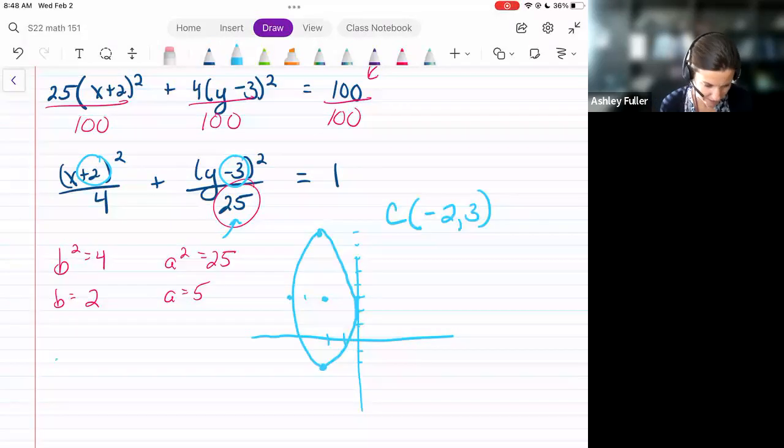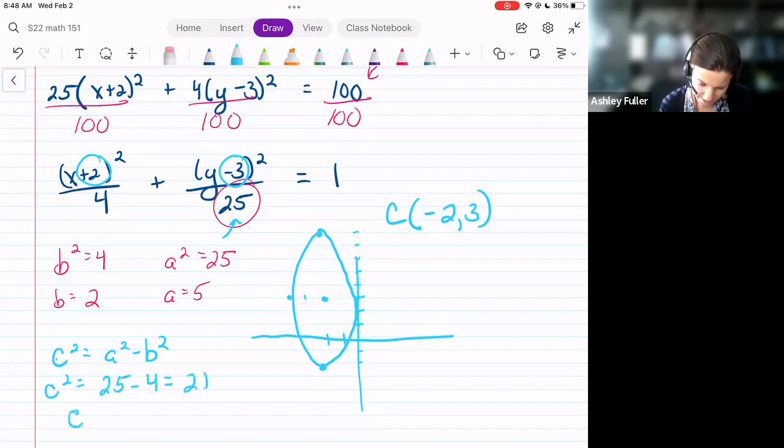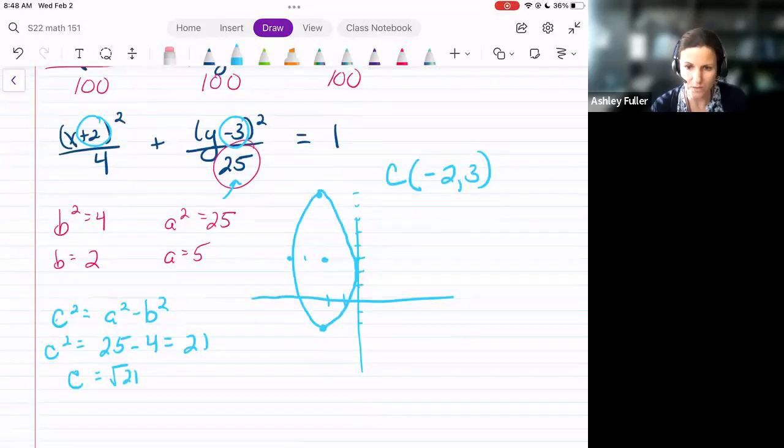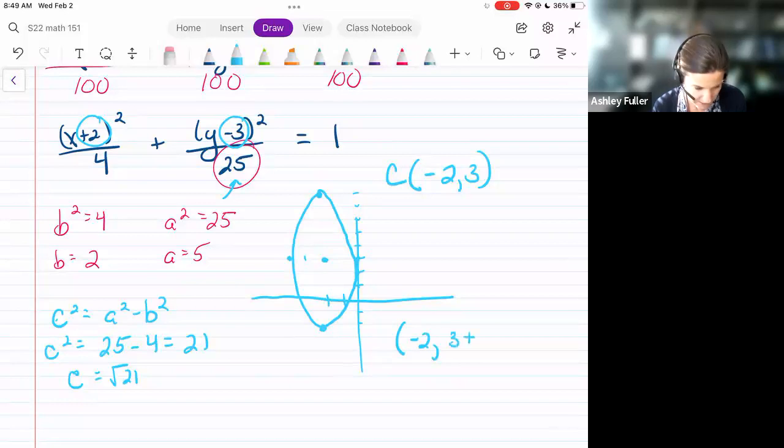And remember, I can calculate that c value. C squared is a squared minus b squared. So c squared is 25 minus 4, which is 21, and c is the square root of 21. So to find those foci values, my x value is not going to change, but I'm going to have negative 2, 3 plus the square root of 21. And I'm going to have negative 2, 3 minus the square root of 21.